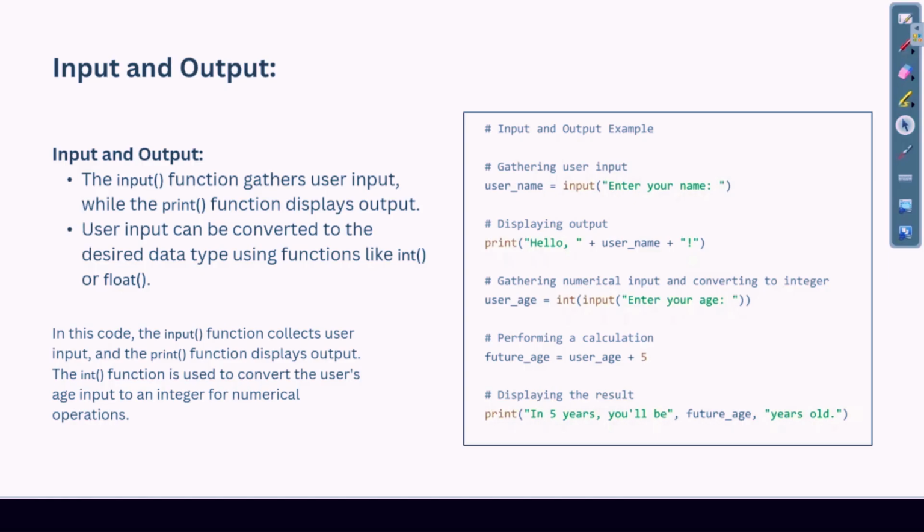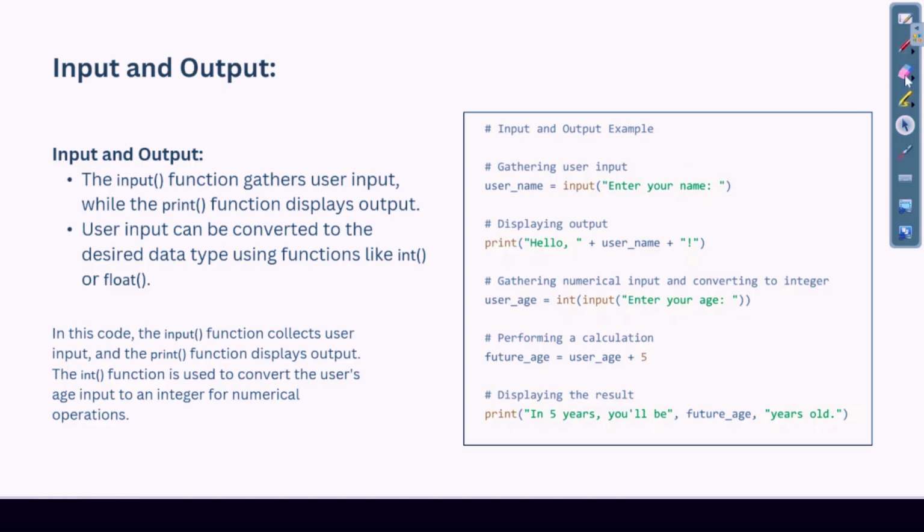By default, Python will take any user input as a string type. But you can change user input into the desired data type using functions like int or float. Int denotes the integer type, and float represents the float type.